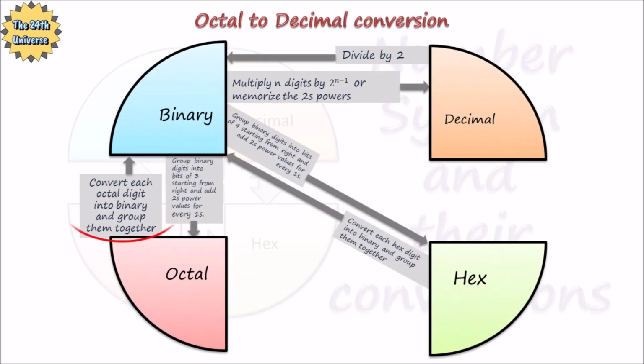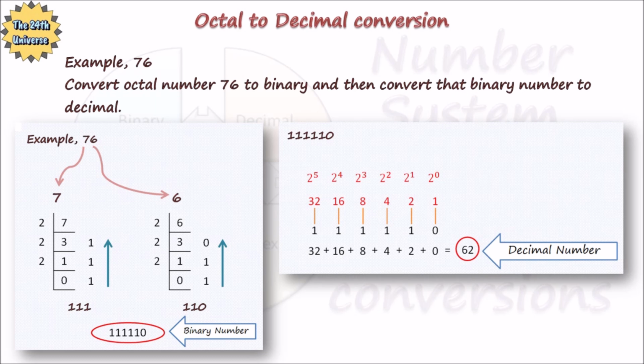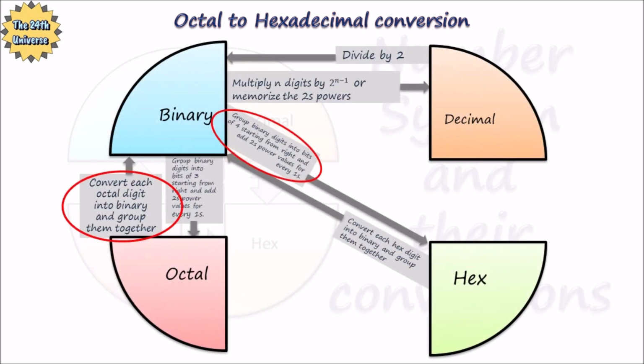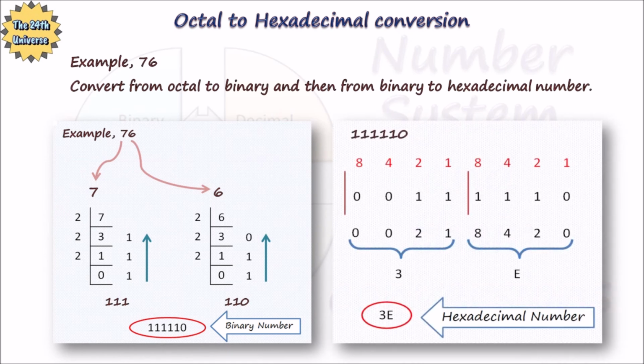Octal to decimal. Just convert octal to binary and then binary to decimal. For example, the octal number 76 is converted first to binary number 111110 and then to a decimal number 62. Octal to hexadecimal. Easy method is to convert from octal to binary and then from binary to hexadecimal. For example, the octal number 76 is converted first to binary number 111110 and then to a hexadecimal number 3e.